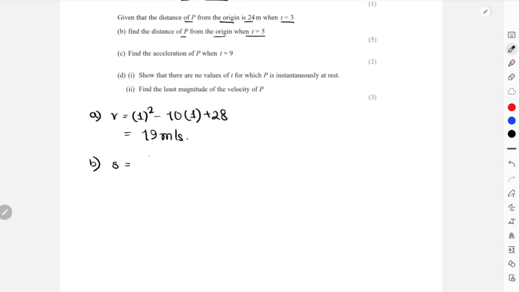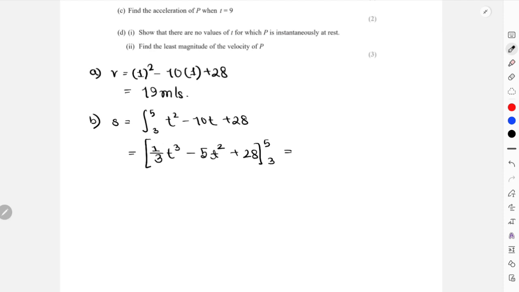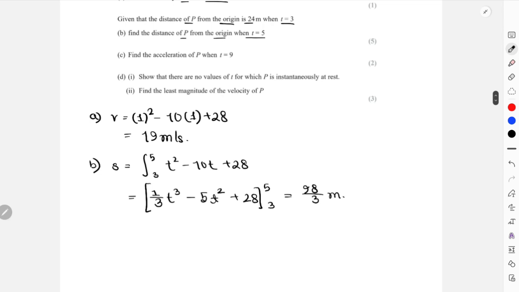So displacement we want to find out, integration with boundaries 5 and 3, of t squared minus 10t plus 28. Now this one will be 1 over 3 t cubed. Then 10 divided by 2 will make it 5 t squared, plus 28t, with the boundaries of 3 and 0. You obviously have to write the case where we are inputting the values for 5 and 3 into the equation and then subtracting the two expressions. This will give you the final answer as 98 by 3. This is your final displacement of particle P from the origin when t equals 5 seconds.